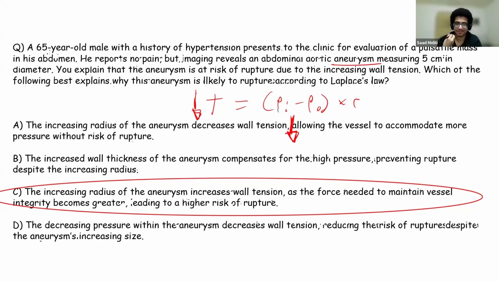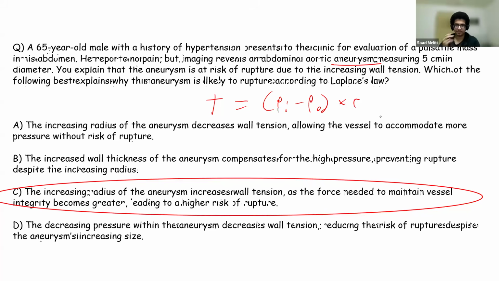But in the context of an aneurysm, this doesn't happen. The pressure doesn't decrease at all. But that's why this is wrong. But if we did decrease the pressure, the tension would decrease, okay? But in the mechanism of an aneurysm, the pressure doesn't decrease at all. It's more about the increasing radius.